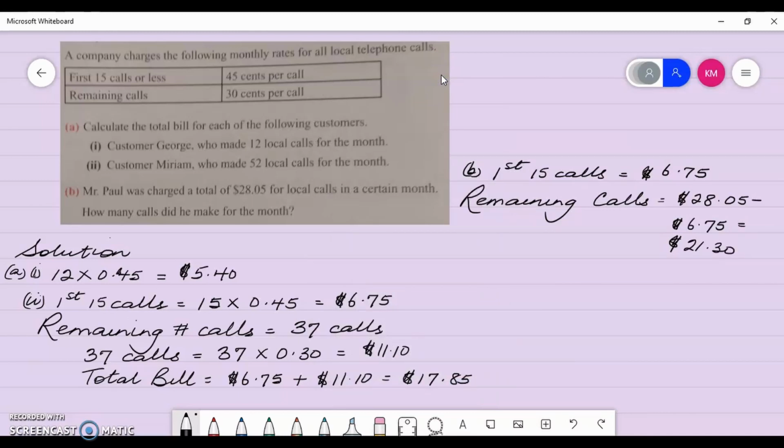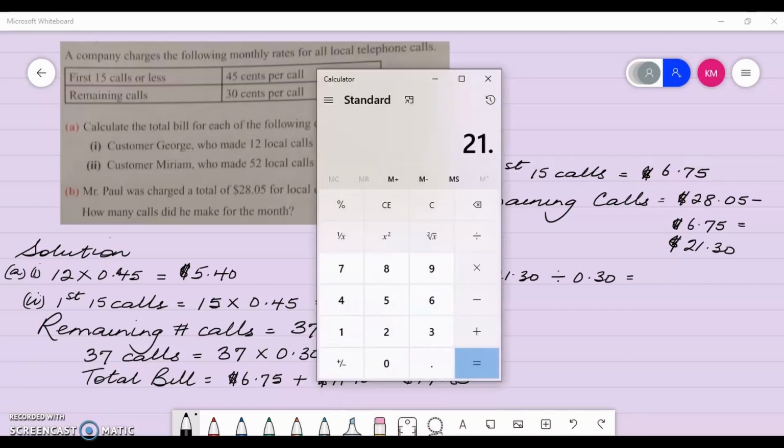Now, $21.30 will need to be divided by 30 cents to figure out how many calls were actually made with that remaining amount. So $21.30 divided by 30 cents is going to tell us how many calls were made. $21.30 divided by 30 cents, 71 calls.